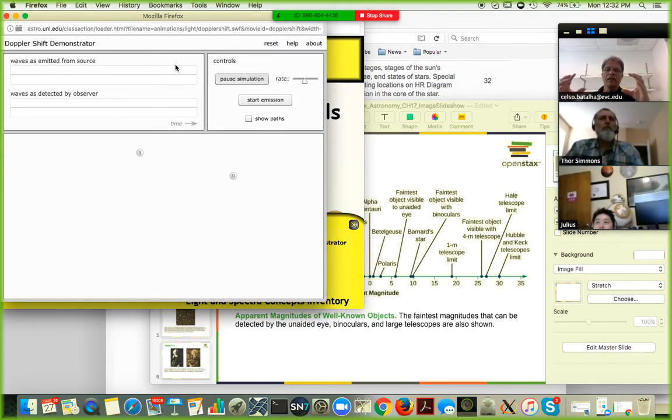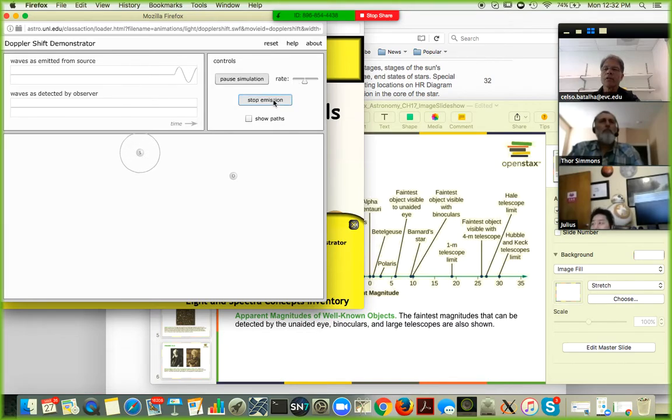There is always a small shift, so that if both are moving towards one another, the frequencies shift towards higher frequency. In other words, it's blue shifted. The wavelength is blue shifted. Whereas if they are moving apart, the frequency migrates towards a smaller frequency, what we detect as a redshift. So let me start the animation.